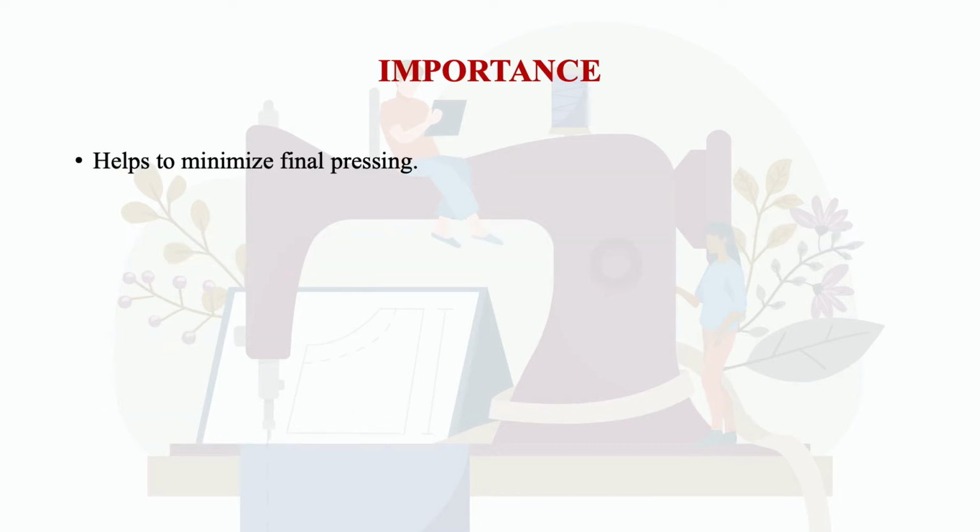It helps to minimize the pressing, because if we have to press the whole garment, we have to follow some different method to do the pressing, and it gives a neat finish to the garment. The final product gets a good finish when we do the under pressing of the particular parts of the garment. So this was the main importance or the important role of under pressing in the garment construction, we can say.